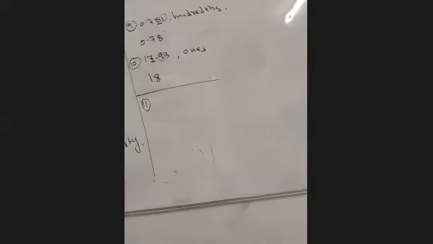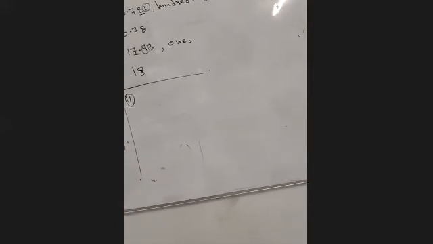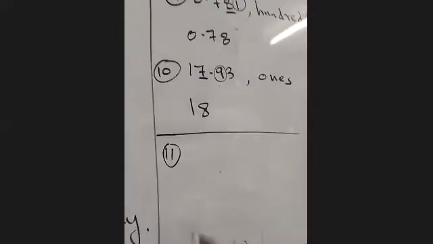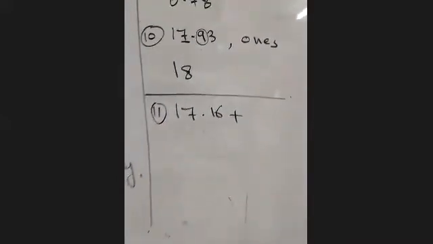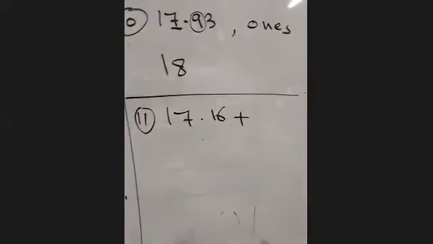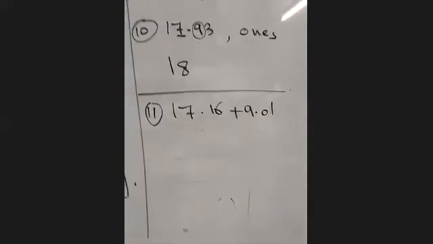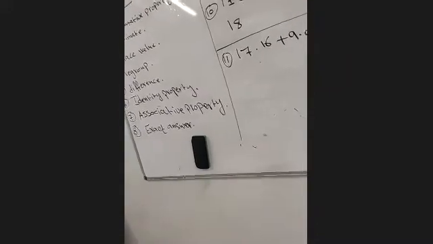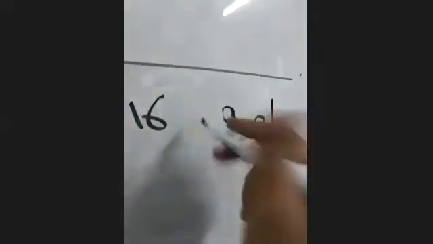Question 11. We want to round to the nearest tenth, then we add or subtract. Question 11, 17.16 minus 9.01. First, we want to round to the tenths, then we will add or subtract. Let's round first. This is subtraction, not addition.